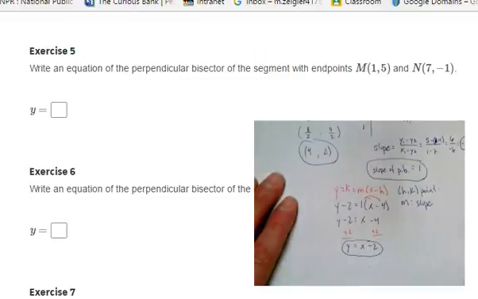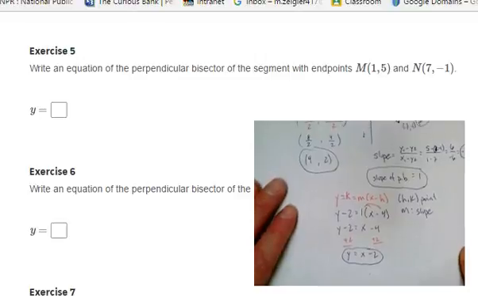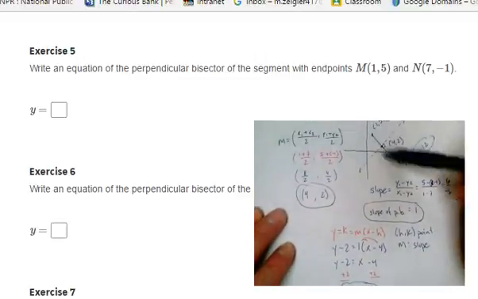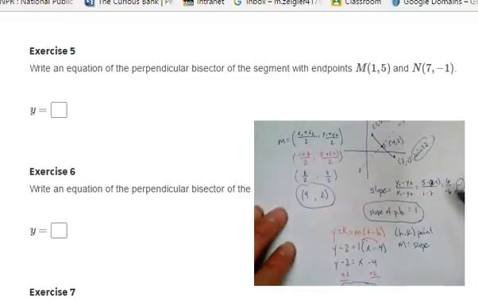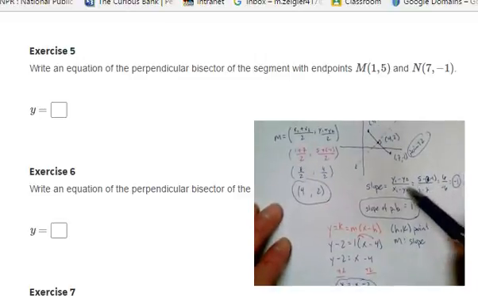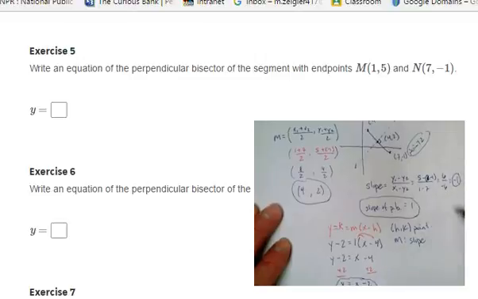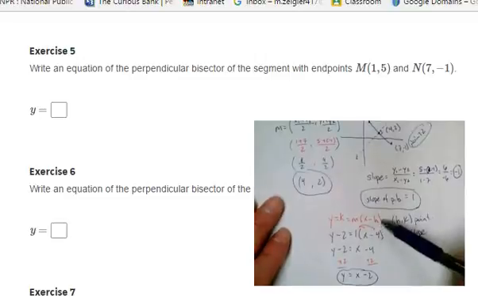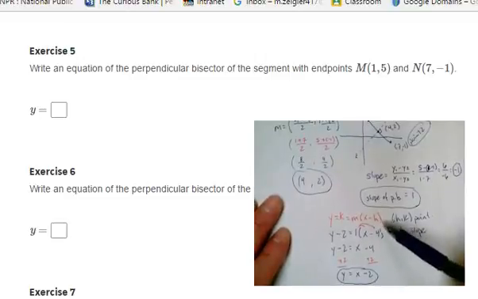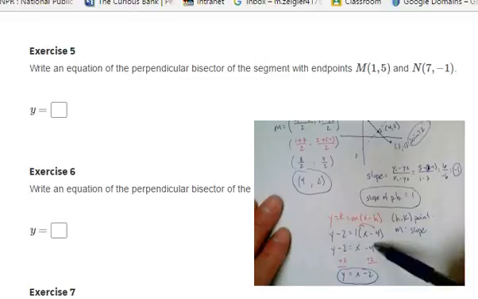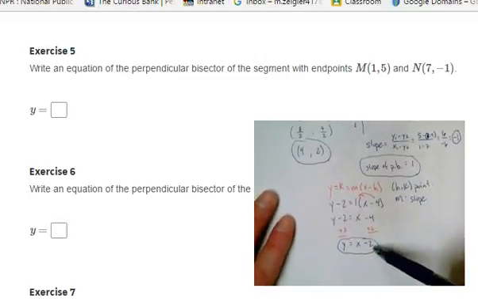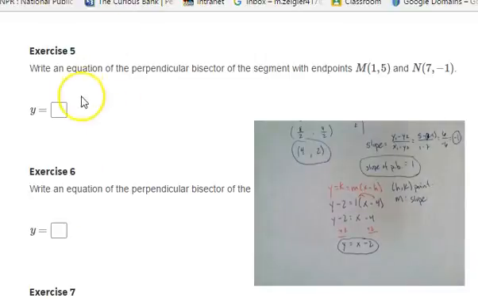And that's our equation. Just to recap our steps: first, we find the midpoint of the segment using the midpoint formula. Then we find the slope of the segment using the slope formula. We find the negative reciprocal of that slope, and use it with our point to write an equation in point-slope form. Then we use the distributive property and add or subtract whatever we have to put it into slope-intercept form, which is ultimately what you enter in this box right here. In this case, it's x minus 2. All right, good luck.